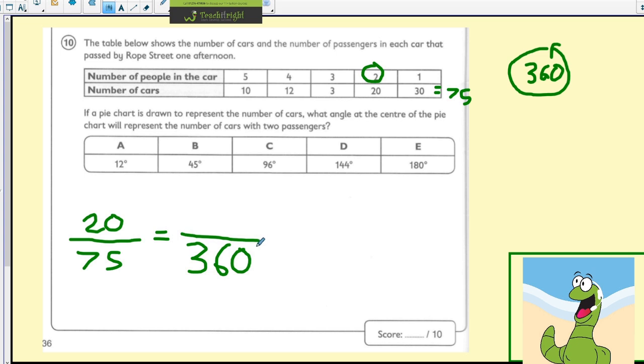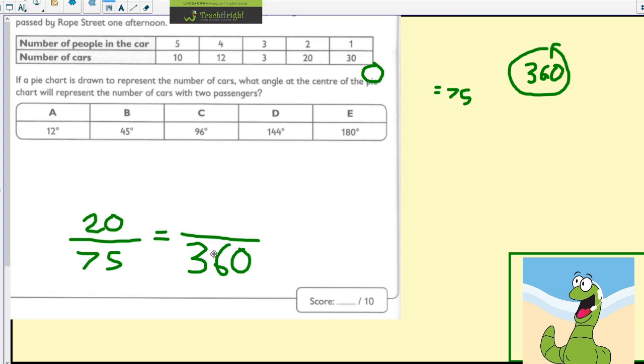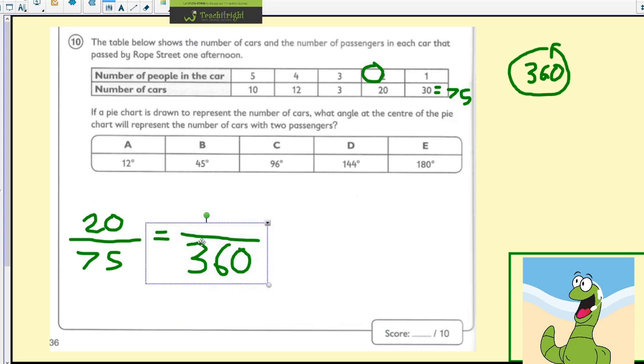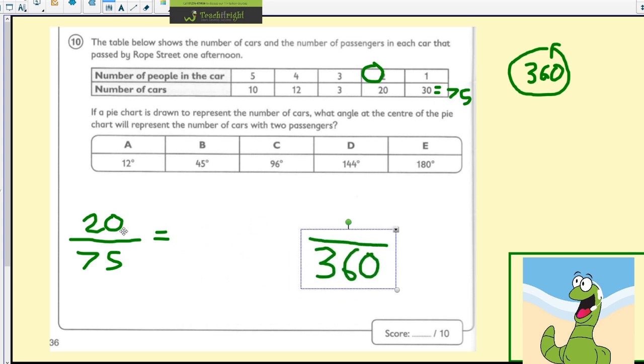Now, there might be a way to get there in one go. I think the best way probably, let me just separate that. The best way is to go via an intermediate step. So I want to get to 360, but I can't think of any way to multiply 75, like 75 times 4, for example, that gets you to 360. So I'm going to try and find an intermediate fraction where I can multiply the top and the bottom to get a fraction that I can then easily multiply to get to 360. So let me have a think.